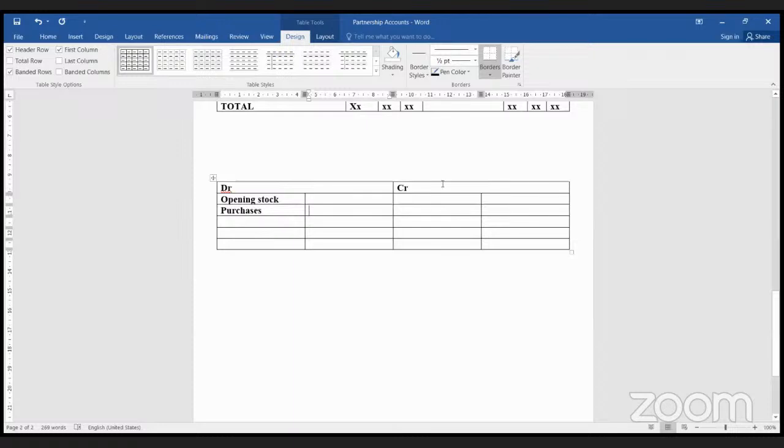On credit side, sales, closing stock. Yes or not? These are the expenses you take. Yes, ma'am. This is how you take in trading account. Same thing, what I am doing here, after this, the difference you will get, again your profit and loss account expenses will continue.